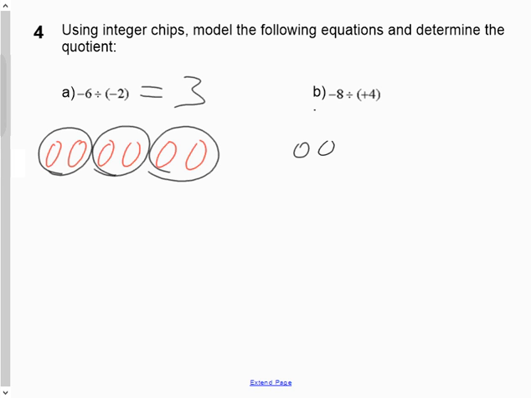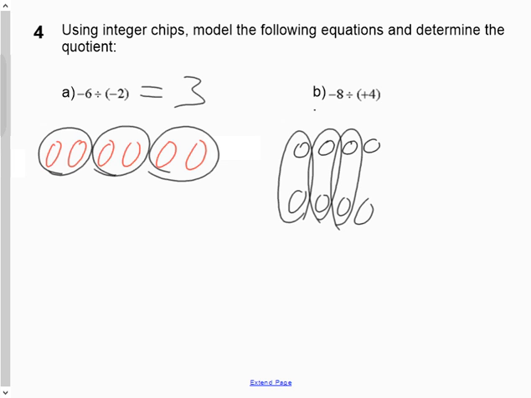In the next one, if I had -8, it says divided by +4. So I can't divide that by +4, but I can divide it into four groups. One group, two groups, three groups, and four groups. And if I divide negative 8 into four groups, each group would be comprised of two negatives.